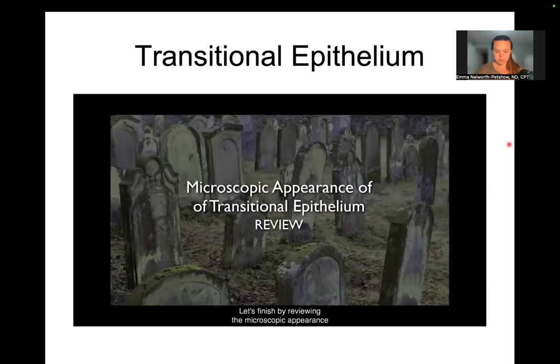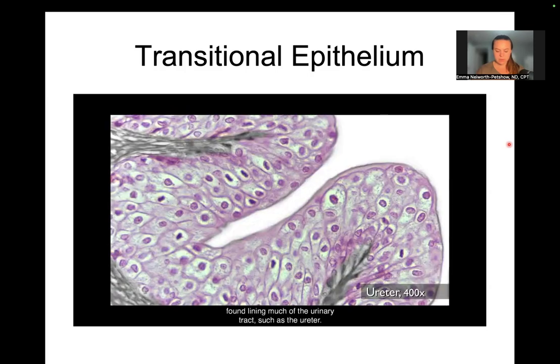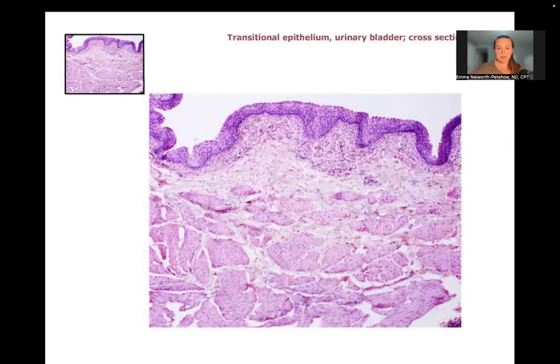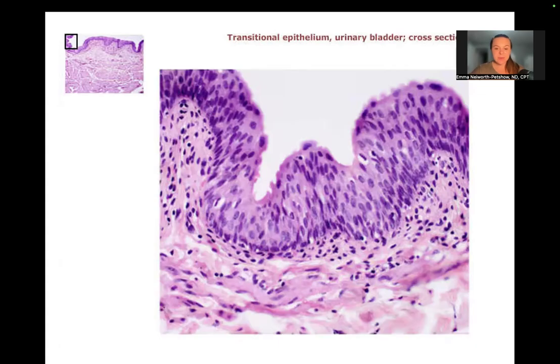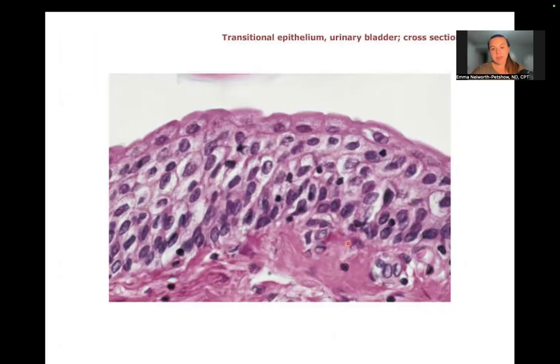Let's finish by reviewing the microscopic appearance of transitional epithelium. Multiple layers of rounded cells found lining much of the urinary tract, such as the ureter. When we look at transitional epithelium and we zoom into the bladder, we can see these multiple layers of cells, and they truly are transitional in shape, meaning that they can stretch and become more flattened, or they can become more enlarged and plumped when there is less stretch to the tissue.